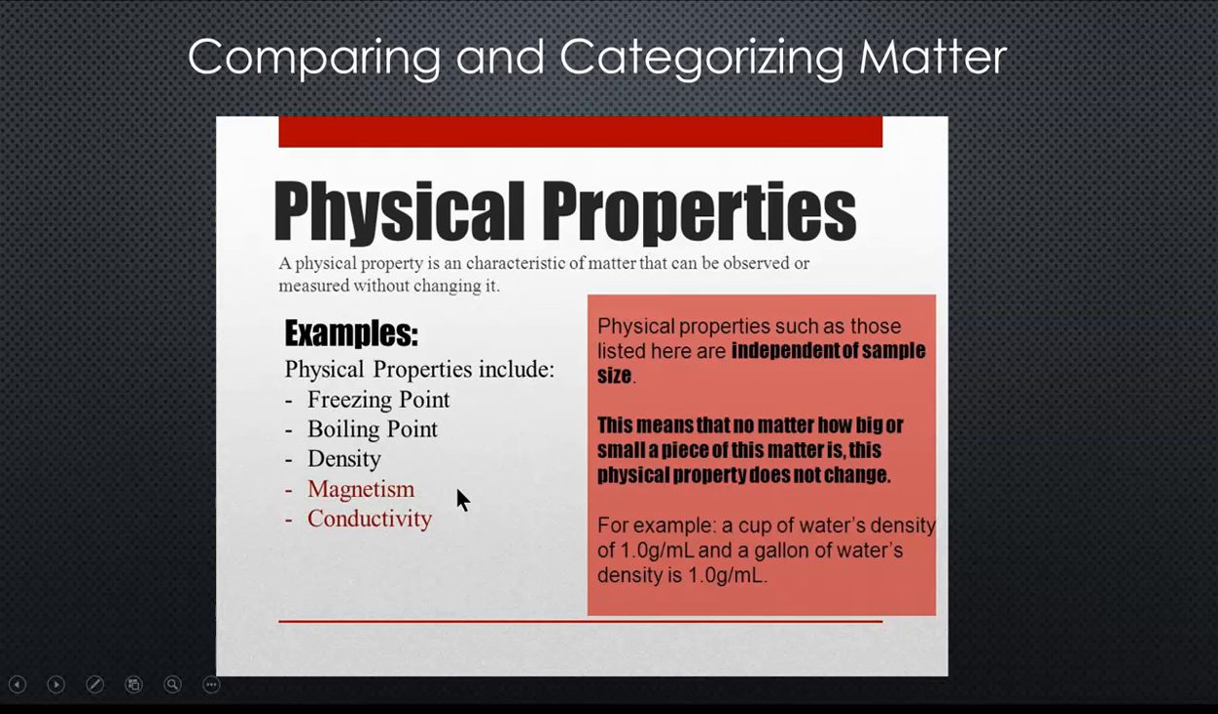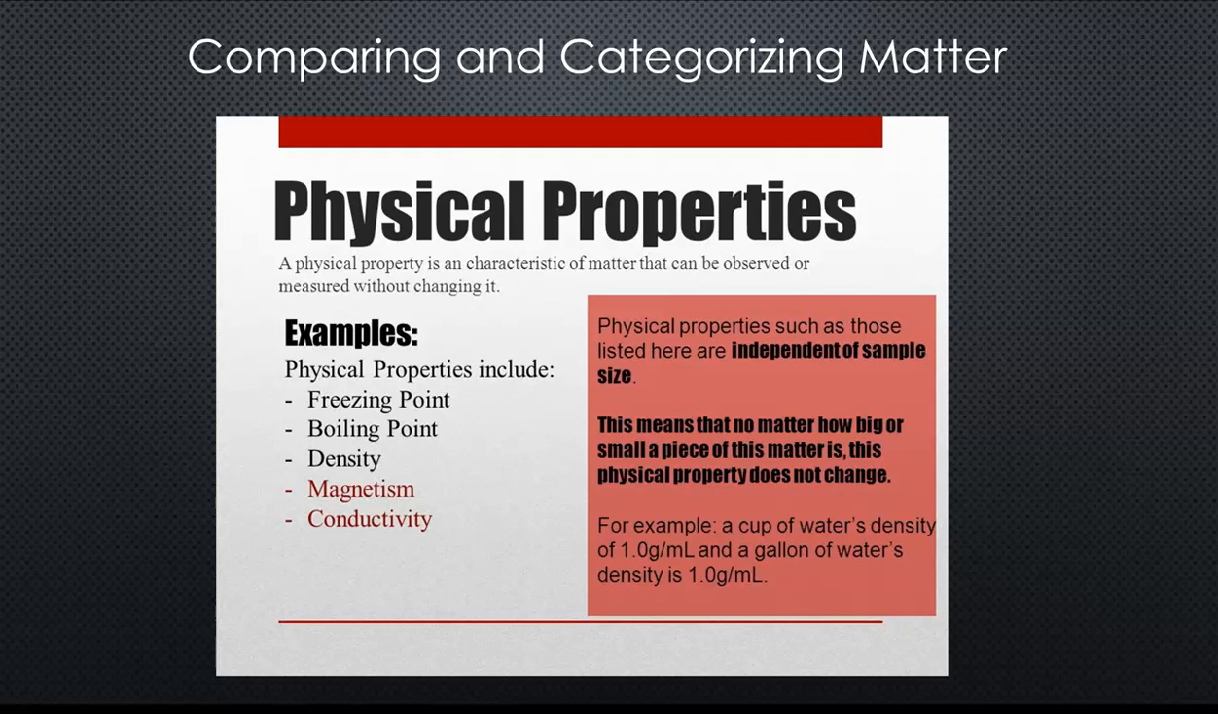Is it magnetic? So for example, if I take a magnet and I put it next to a piece of metal to test whether it's magnetic or not, am I changing that metal? No, I'm not. So I know that magnetism is an example of a physical property. I can check its conductivity. So does it conduct electricity? Do I have to change something to see if it conducts electricity? I do not. Therefore, conductivity is a physical property.